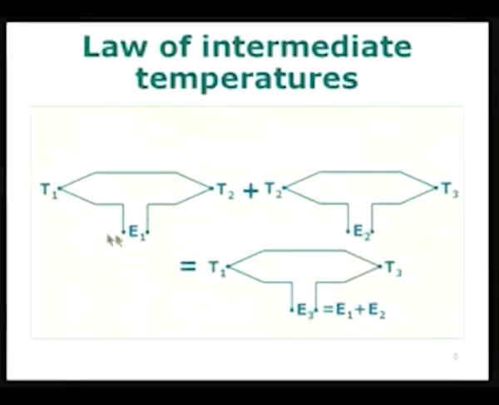The second is the law of intermediate materials. The presence or absence of an intermediate material is not going to be felt as long as the extra junctions which are formed are at the same temperature. And the law of intermediate temperatures helps us find out what will happen if I do not have the reference junction at the ice point, but at some certain temperature. By using this law I can find the appropriate value of E3, and therefore I can find out the appropriate temperature.